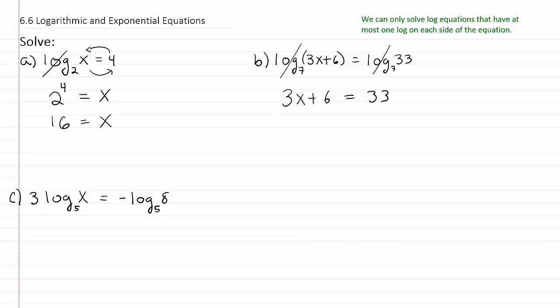And then we end up with the equation that 3x plus 6 is equal to 33. In other words, subtract 6 on both sides. You get that 3x is equal to 27. And then finally that x is equal to 9 when you divide both sides by 3.